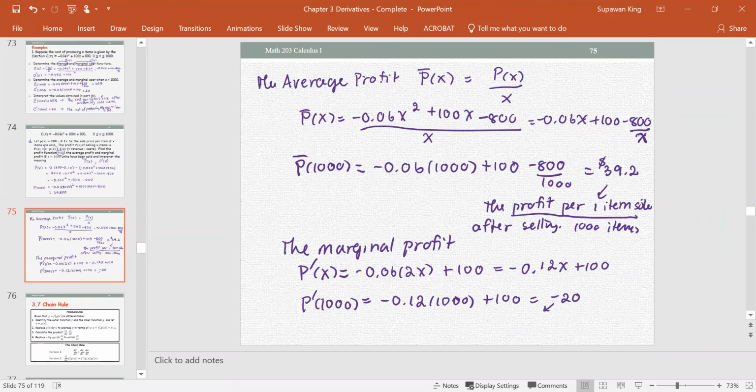We have a negative sign on the value of P prime at 1,000. It means there is a loss of profit. That means the loss of $20 in profit if selling the 1,000th item.